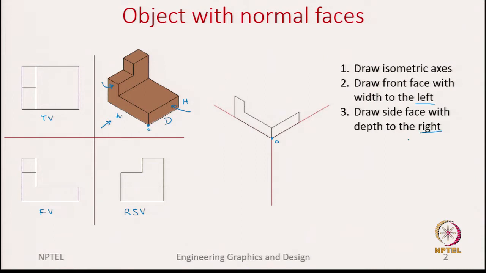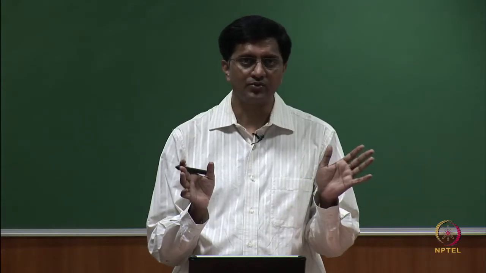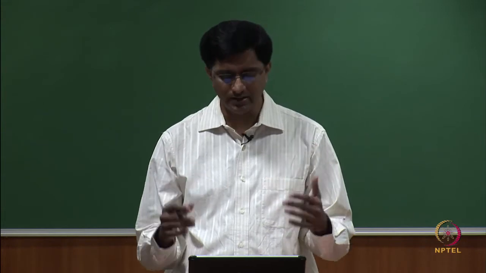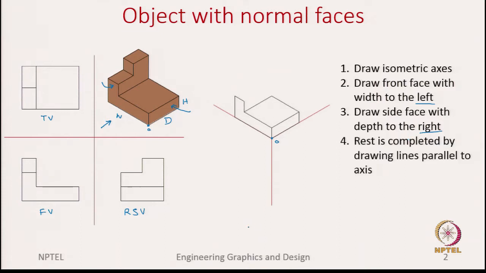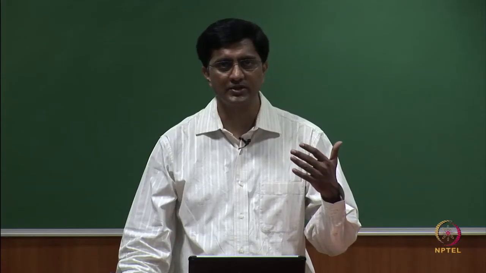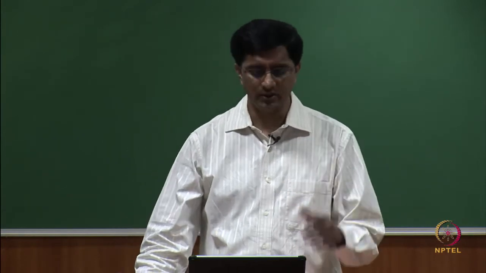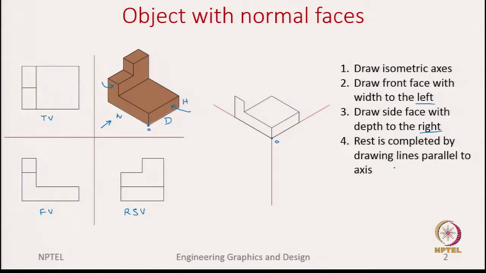So, once we capture the front face and the side face, for the rest you can draw parallel lines and connect to complete the solid. So, the rest is completed by drawing parallel lines to the axis. At least in this example we know all of them are normal faces, which means most of them are parallel to the axis. Okay. So, with this we are able to complete this simple object.